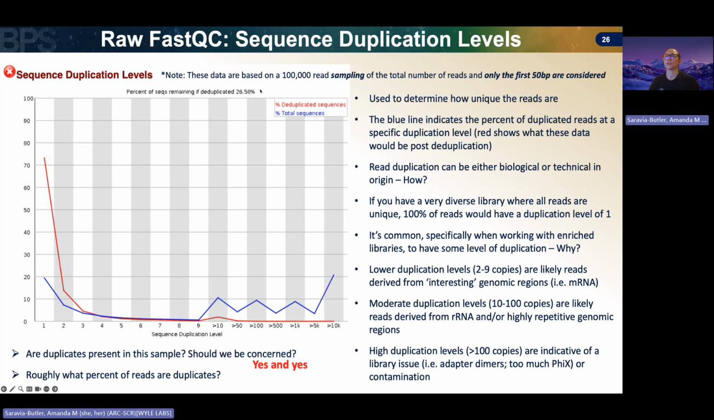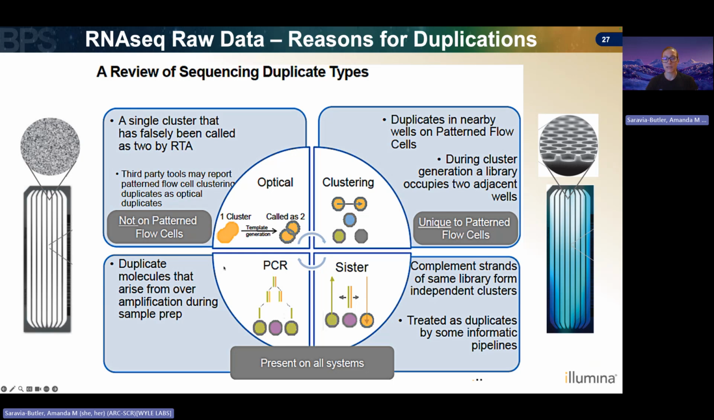So basically 100% minus this number will give you the percent of duplicates at the start, which is around 73.5% in this sample. Keep in mind, take it with a grain of salt because this is just a sampling of all the reads in your FASTQ file. Just to quickly go over some ways to get technical duplicates.